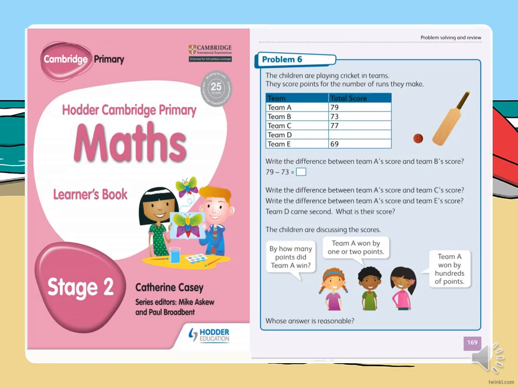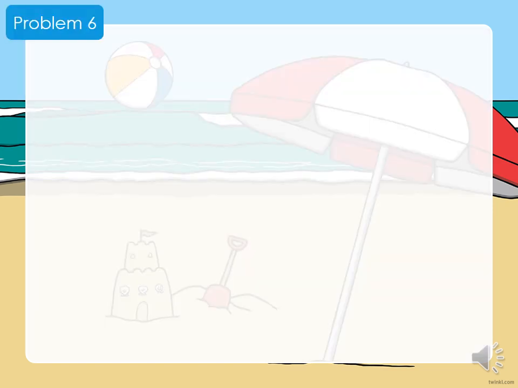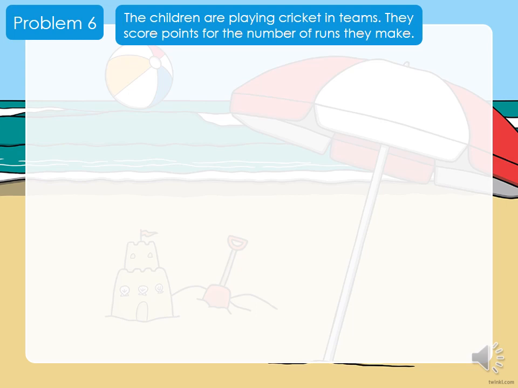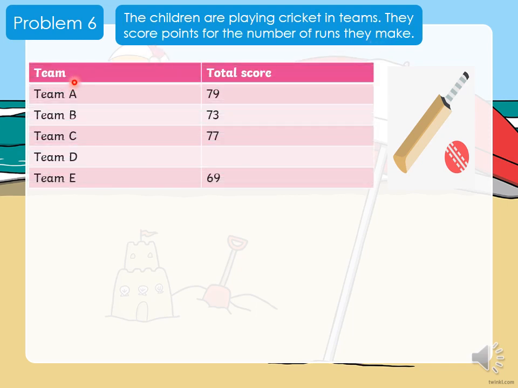Well done. Now, take out your math learner's book, open page 169. Ready to start? Yes. Problem 6. The children are playing cricket in teams. They score points for the number of runs they make. Look at this table. We have team and total score. Team A scored 79 points. Team B scored 73 points. Team C scored 77 points. Team D, no points, we don't know. Team E scored 69 points.